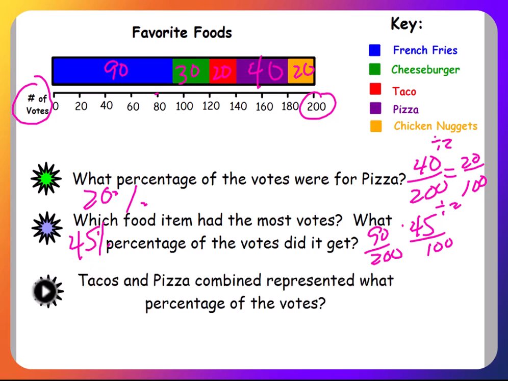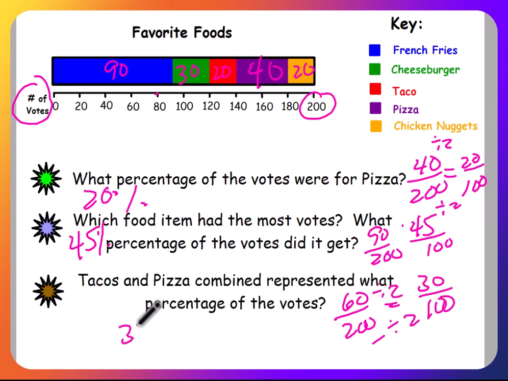tacos and pizza combined represented what percentage of the votes? Well, you're going to have to find tacos and pizza and combine them together. Tacos is red, pizza is the purple, so 20 plus 40 is 60, and that's 60 out of 200. Again, our percent's out of 100, so we use a scale factor of dividing by 2, and 60 divided by 2 is 30 out of 100, which would be 30%.